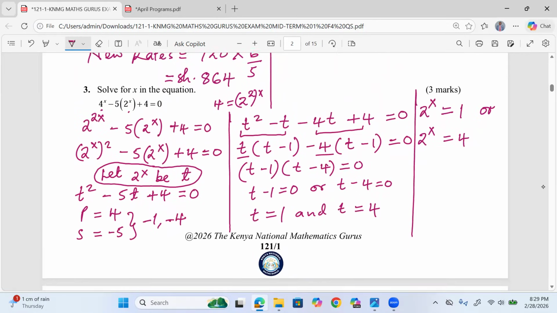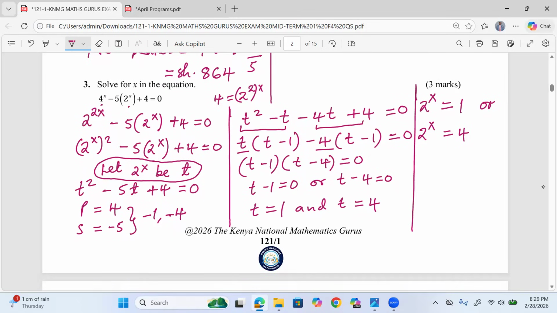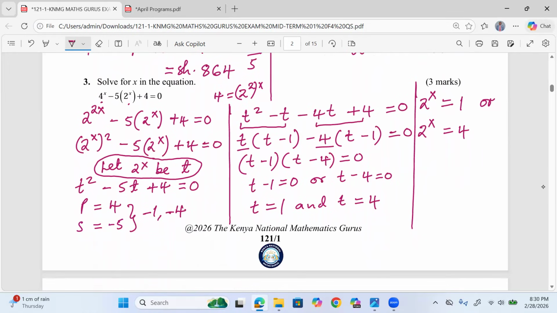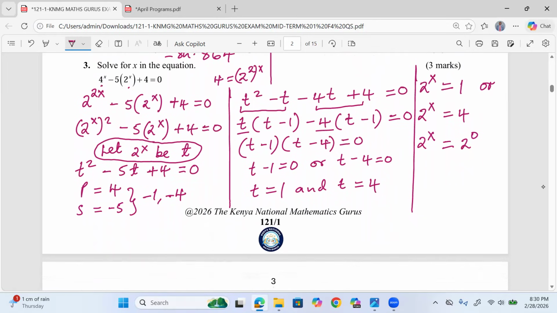Now, in each case, we can express the right hand side to the base of 2, such that we can equate the powers. Do you remember we have several laws of indices, but now there is this law that we call the zero index. With the zero index, we say that any number raised to 0 gives us 1. Anything power 0 equals 1. Meaning that from the first equation here, 2 power x equals, instead of 1, 2 power 0, because anything power 0 equals 1. And this will take us to the value of x being equal to 0.